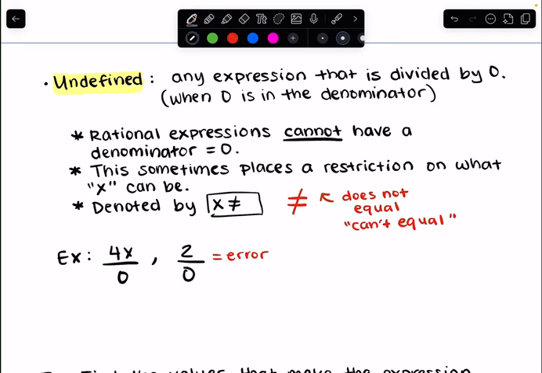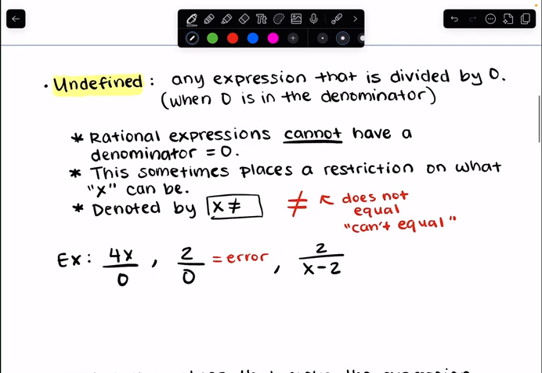And so another example of what a rational expression would look like if something were undefined, let's say you have 2 over x minus 2. Again, when you look at this, our denominator cannot equal 0. So for this, we have to find what would make it 0, and to do that, all you have to do is set the denominator equal to 0. So I'm going to solve for x. If I add 2 to both sides, you get x equals 2.